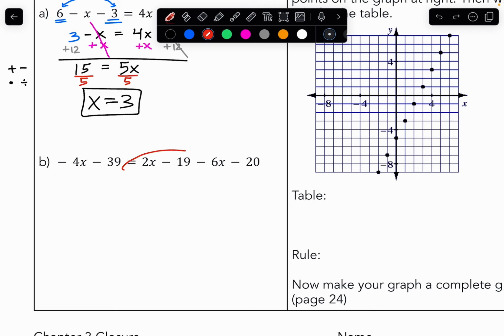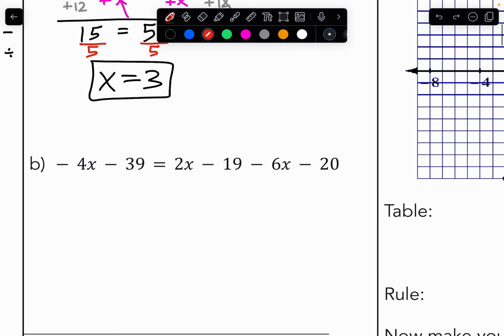On my right side, I have a lot more. I know I can definitely combine some like terms here. So I'm going to do 2x and negative 6x, 2x minus 6x. I like to say it like this.